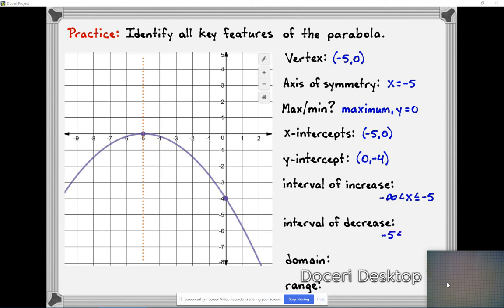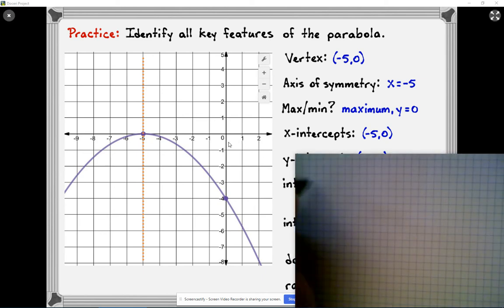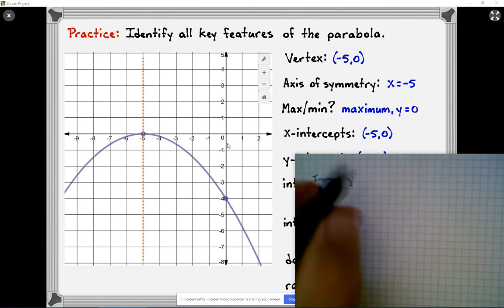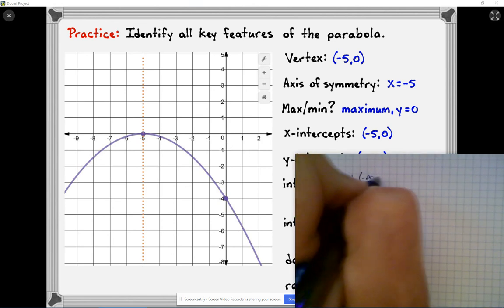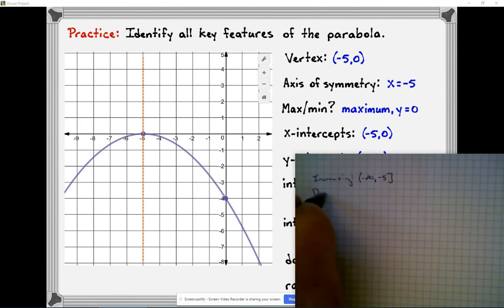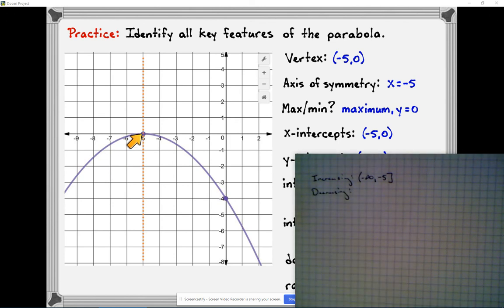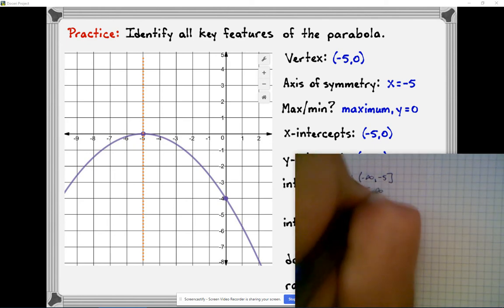In interval form, let me pull up my graph paper here. It should be increasing from negative infinity with a parenthesis, comma, -5 with a bracket. Okay, so for decreasing, it's the other side of the axis of symmetry. So we are going downhill from this point all the way on to forever. So that would be from -5 to infinity.